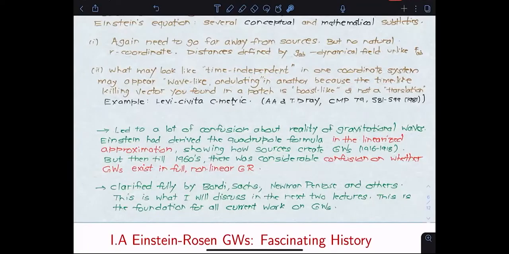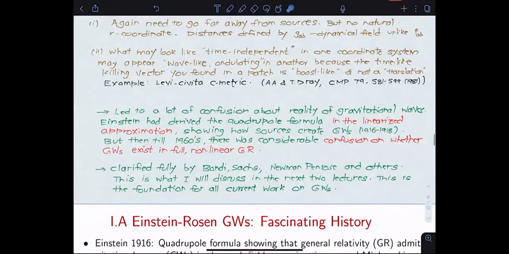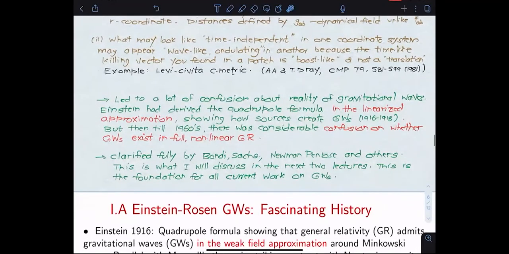So one had to actually use this null infinity construction to see if there is such a problem or there is no such a problem. And we did that in Communications in Mathematical Physics some time ago. So there was a lot of confusion about the reality of gravitational waves that Einstein had first derived, using the quadrupole formula in the linearized approximation. Einstein had done this, showing how sources create gravitational waves. A time-changing mass quadrupole moment creates gravitational waves, but he used linearized gravitation.